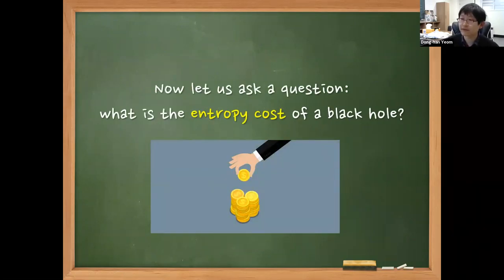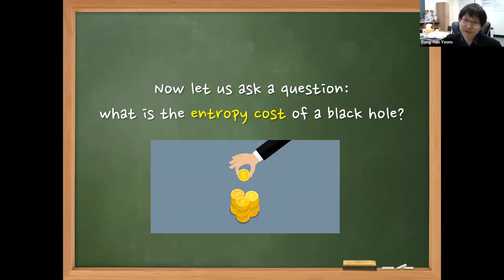So now, in this background, let's ask a question. What is the entropy cost of a black hole? As an analogy, I use the terminology cost. Cost is nothing but the money that you pay to buy something. So if you buy the Schwarzschild black hole, then how much do you need? This is the question. In quantum mechanics, the cost is related to the probability. So if it is in principle possible, then quantum mechanics allows everything. But everything is not equivalent, because the probabilities are different.